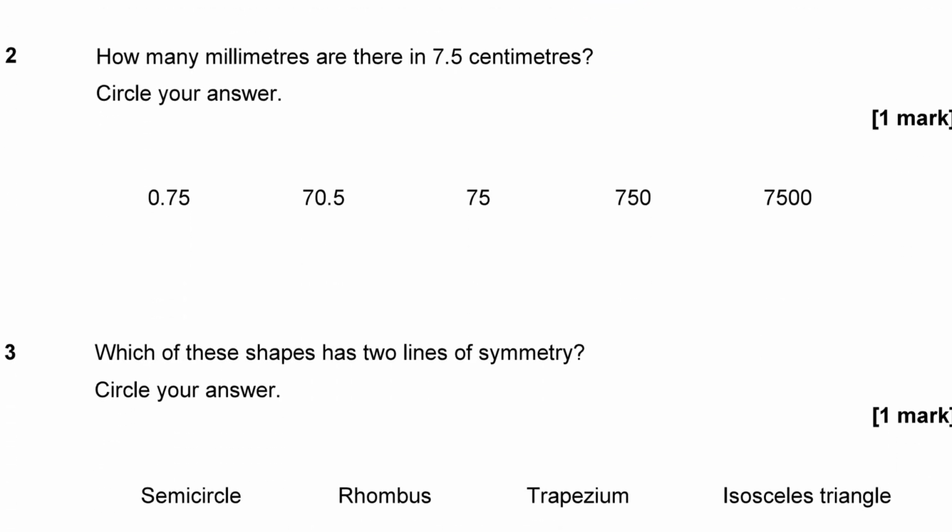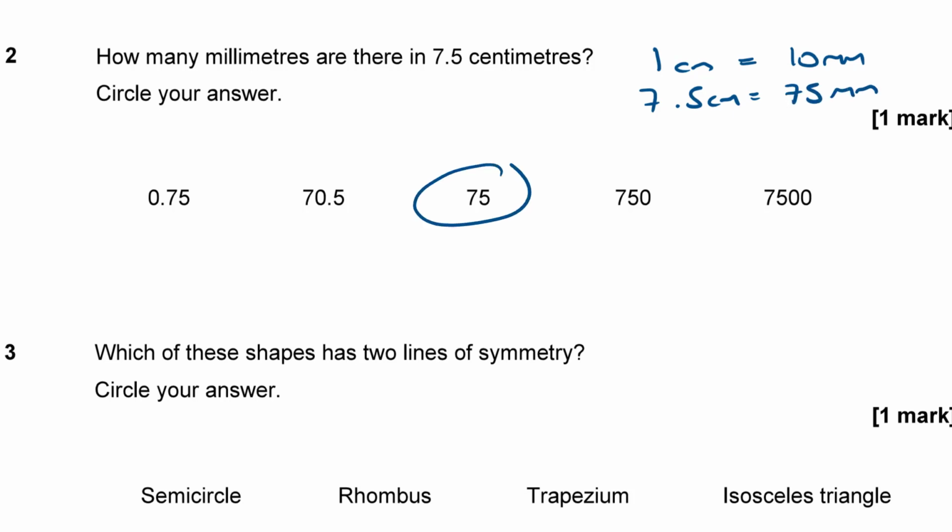Question 2. How many millimeters are there in 7.5 centimeters? Well, hopefully you know that 1 centimeter is equivalent to 10 millimeters. So 7.5 centimeters is going to be 7.5 times 10, or 75 millimeters. So that one there.